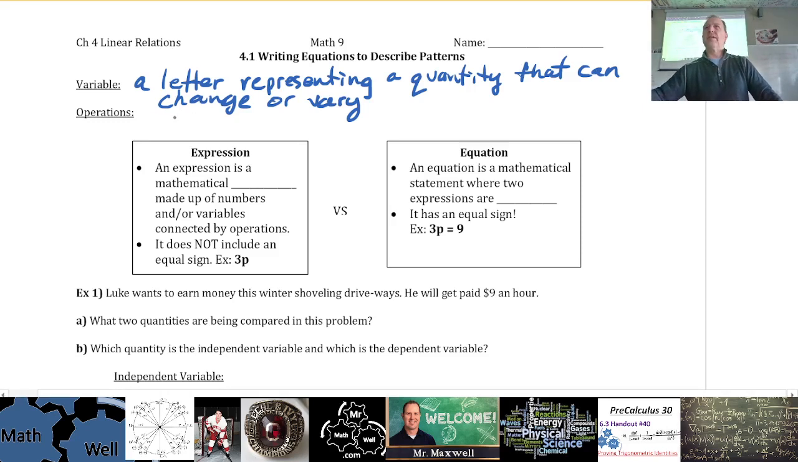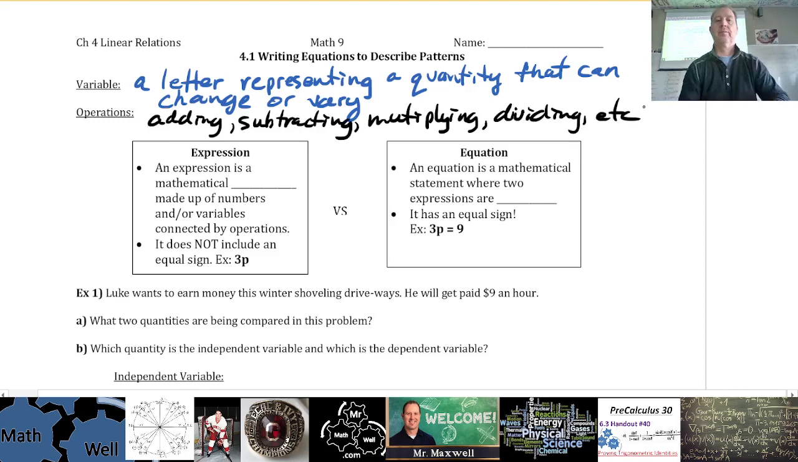Those are the mathematical operations like adding, subtracting, multiplying, dividing. Those are the main ones that we're going to focus on. There are other mathematical operations as well, but those are the basic ones. So you understand what a variable is, what an operation in math is.